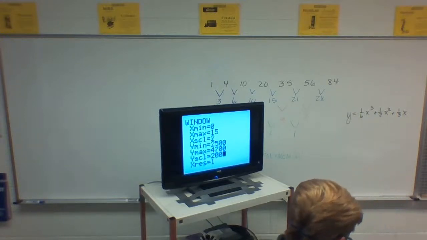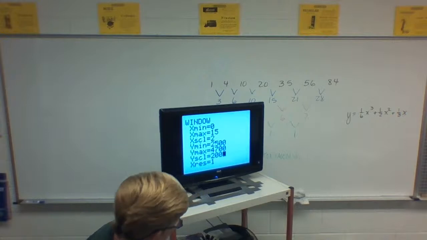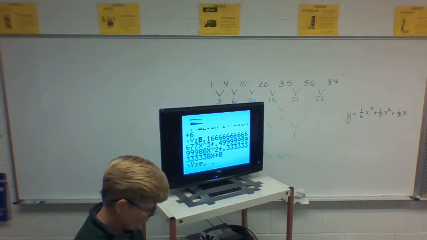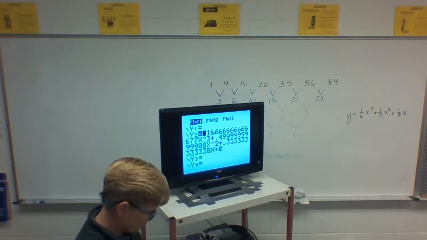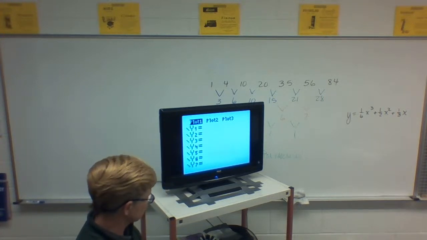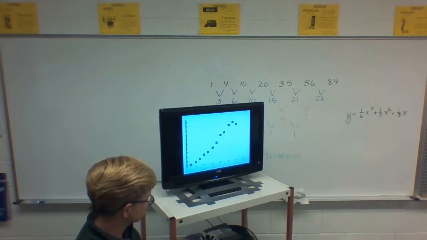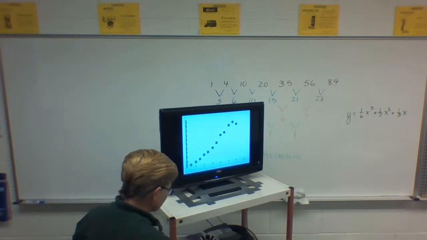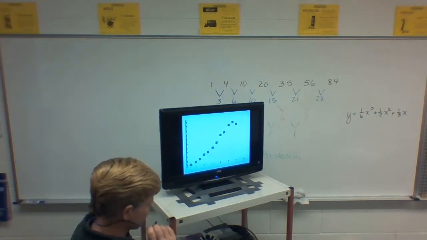Okay, once we design a window, we go where? Y equals, and clear out the junk we had from the last problem and make sure the plot's on. And then graph, and this is what our points look like. Okay, you might look at that and go, I don't know what fits that. Well, here's how you tell.